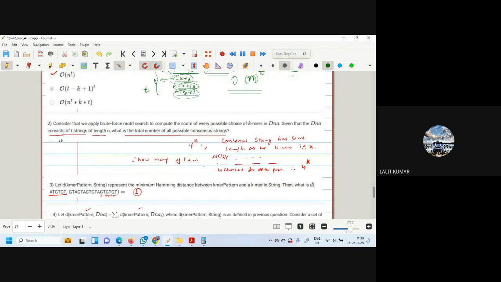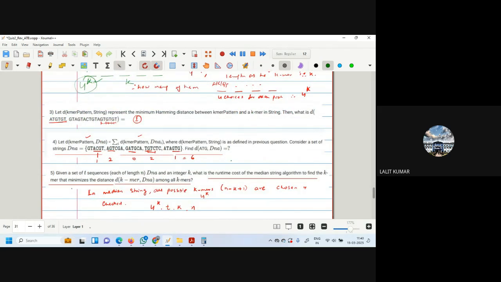Okay, the second question we have seen just now. Consider that we apply brute force motif search to compute the score of every possible choice of k-mers in DNA. Given that DNA consists of t strings of length n, what is the total number of all possible consensus strings? We know the consensus string has k positions, each one of 4 letters, so the number of possible consensus strings is 4 to the power k.